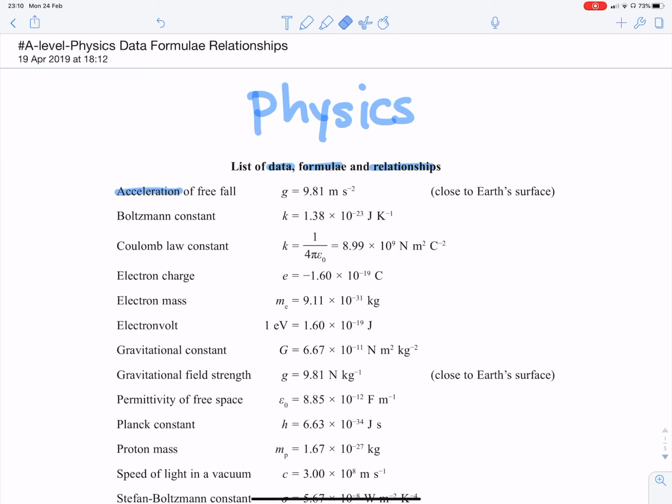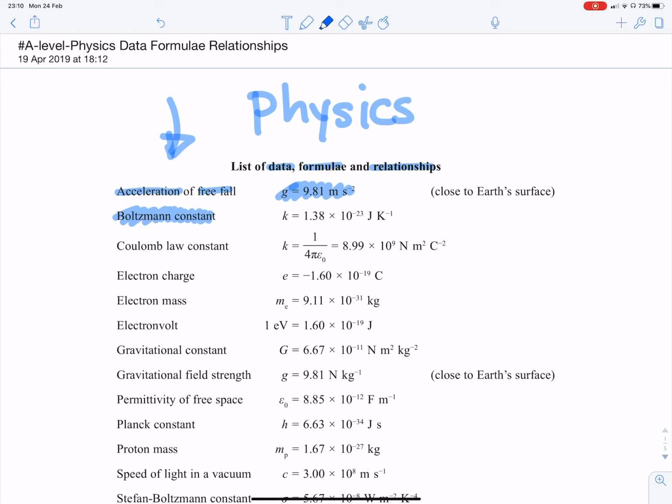There is the acceleration of free fall, and it is free fall in this case because the object is falling freely, so it's not being thrown down. If it had been thrown down, then this value of g would have been different. And then you have the Boltzmann constant, which has to do with gases. So this is one of the gas constants.